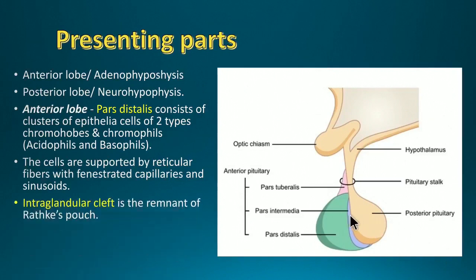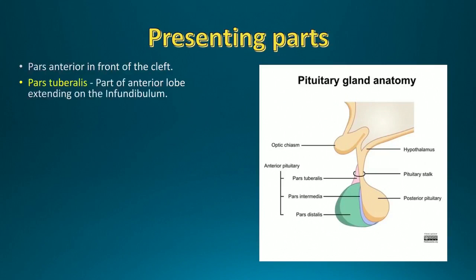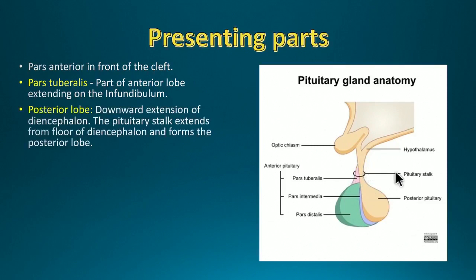So the intraglandular cleft, as I told you, is the remnant of the Rathke's pouch, and the pars intermedia is behind the cleft. Now coming to the pars anterior, there is the pars tuberalis. A part of the pars anterior extends and invests the pituitary stalk, and that is called the pars tuberalis. The posterior lobe is the downward extension of the diencephalon. Anterior and posterior lobe are both different in their development, and both are different in their function also.